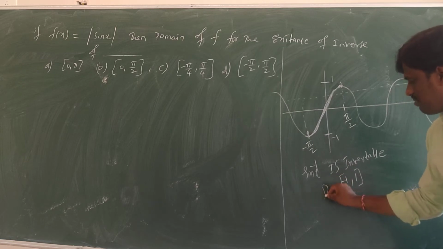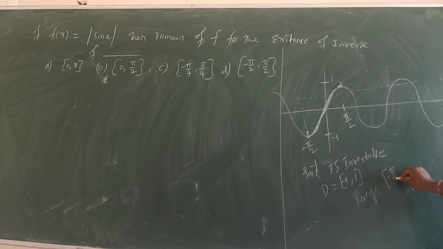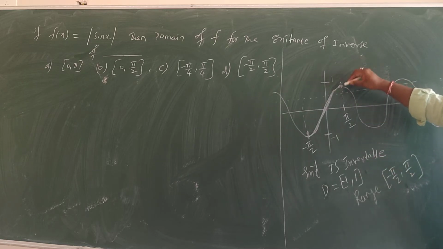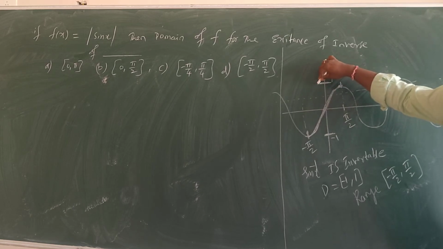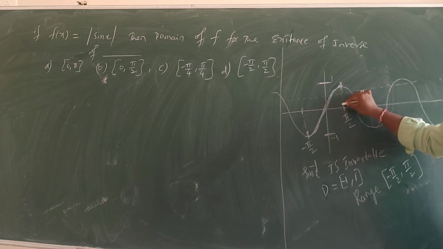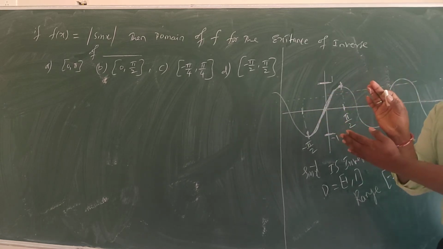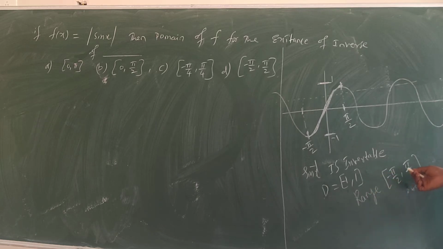So the sin inverse x domain will be minus 1 to 1, and the range will be minus pi by 2 to plus pi by 2. Sin x has range minus 1 to plus 1, and the restricted domain is minus pi by 2 to plus pi by 2. But if I make it inverse, the domain of sin inverse x will be minus 1 to 1, and the range will be minus pi by 2 to plus pi by 2.